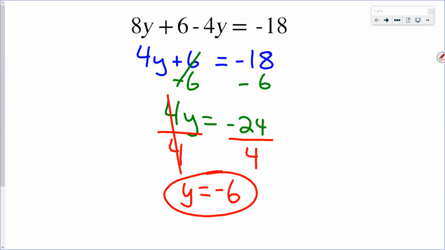So we started with this crazy looking problem. We're like, oh my God, there are so many things to do. But if you think about it, look to see, are there any like terms that need to be combined? If so, combine them, and then you can turn it into a simple two-step equation.